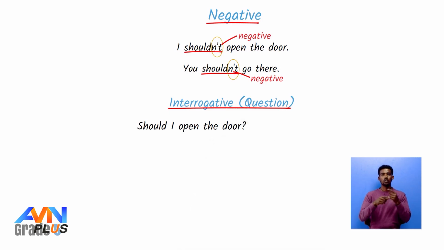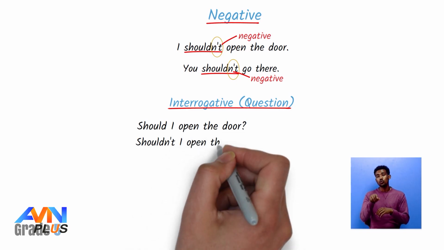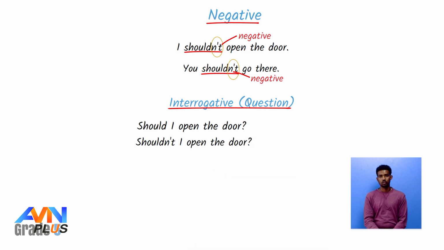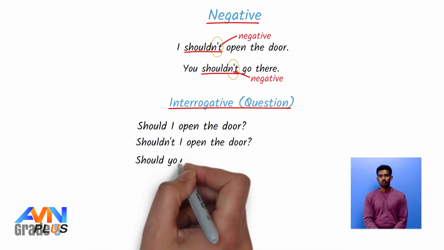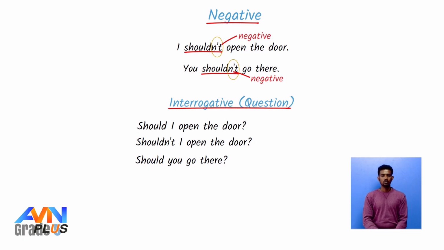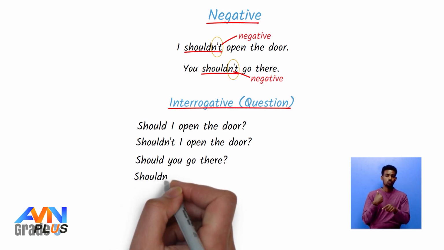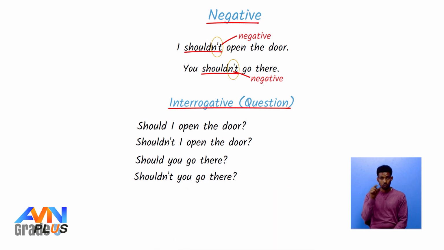What I'm going to write here, should. We can change this one. Should I open the door? Look, should I open the door? What about this one? Or maybe we can say shouldn't. If it is negative, shouldn't I open the door? What about the next one? Should you go there? Should you go there? What if it is negative? You can say should not or shouldn't you go there?